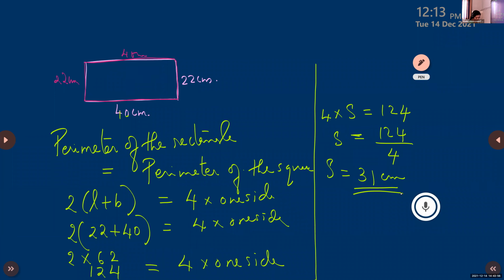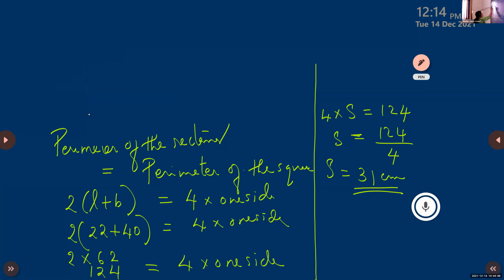So we got the answer, isn't it? The question was, what will be the measure of each side? So we can write the measure of each side is equal to 31 centimeters.